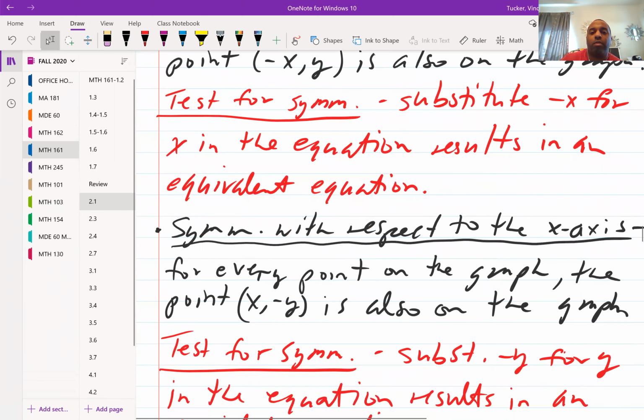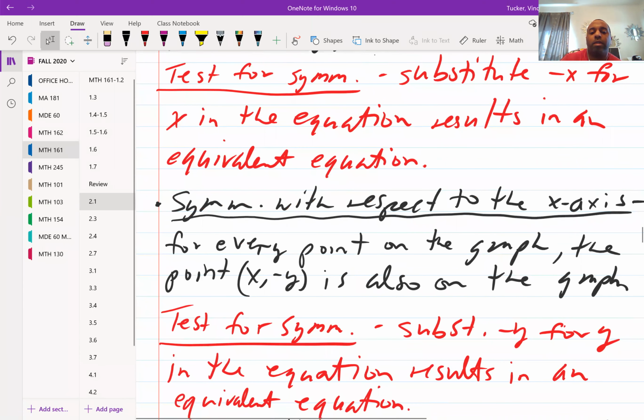Okay. Symmetry with respect to the x-axis. For every point (x, y) on the graph, the point (x, negative y) is also on the graph. The way we test that symmetry is to substitute negative y in for y. And if the equation results in the original equation, then it's symmetric with respect to the x-axis.